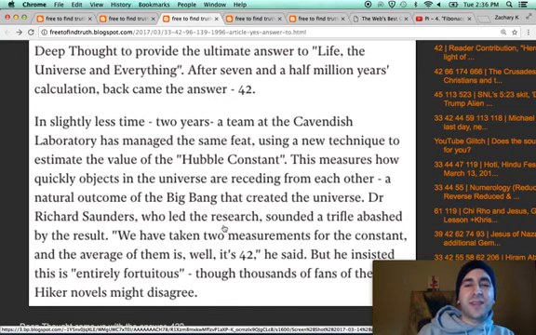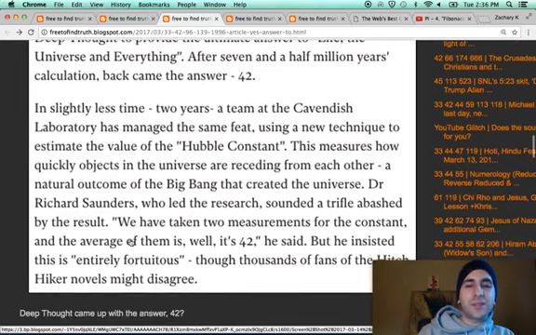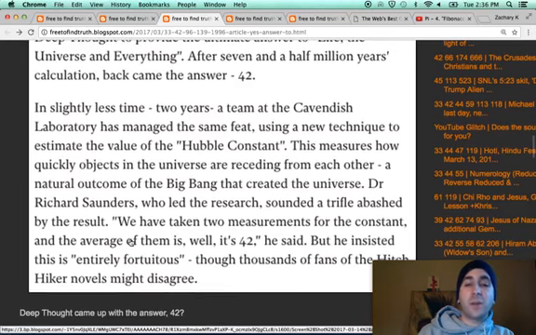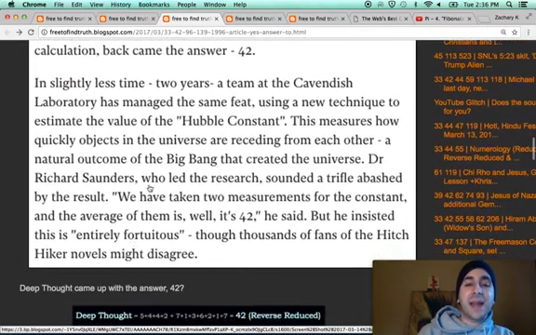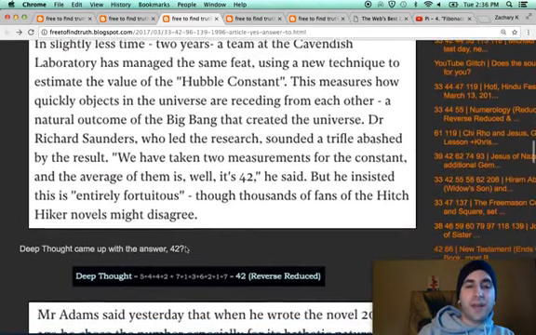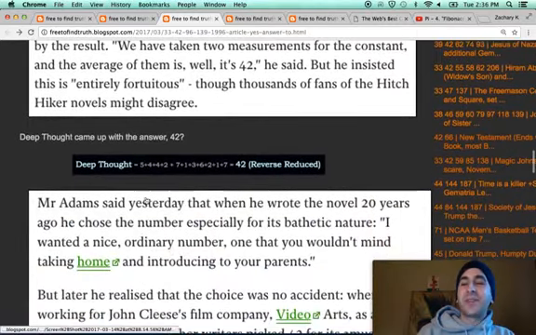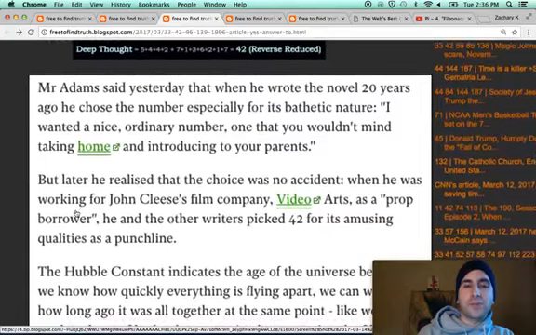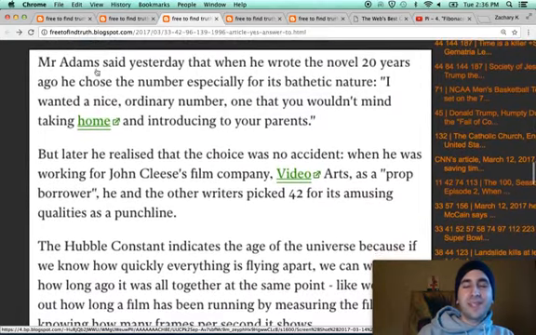Dr. Richard Saunders, who led the research, sounded a trifle abashed by the result. "We have taken 2 measurements for the constant, and the average of them is, well, it's 42," he said. But he insisted this is entirely fortuitous, though thousands of fans of the Hitchhiker novels might disagree. So the machine that thought it up was called Deep Thought, which equals 42, and as we'll get to with Big Bang, it also sums to 42. Let us continue on. There's so much more to this.